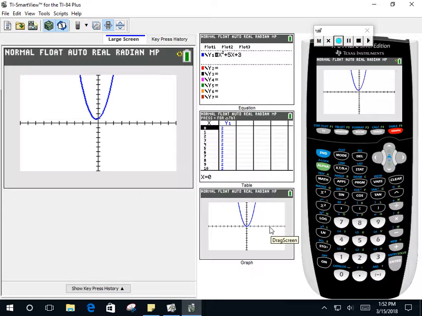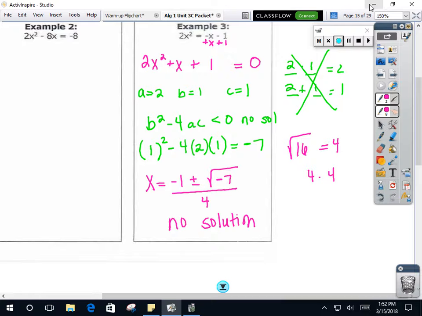What do you notice about that parabola? It never hits the x-axis, which is why there's no solutions. Because aren't the solutions the x-intercepts? And there aren't any. So that's why it's no solution. Well, they've been shifted up, and then they open up, so they never hit the x-axis.